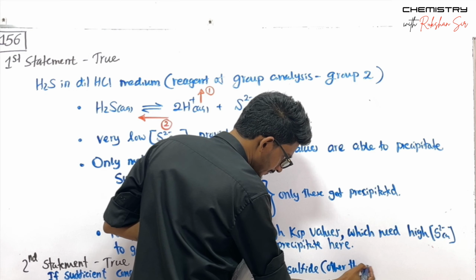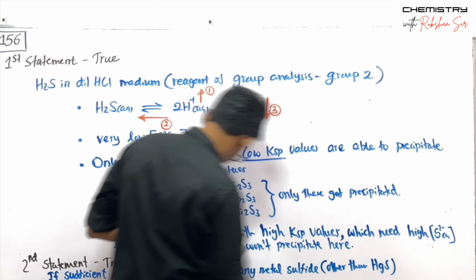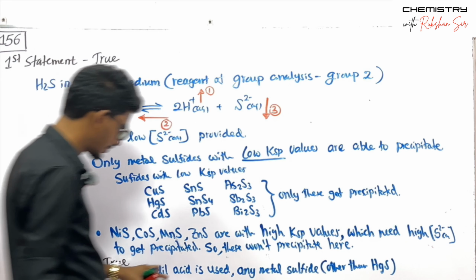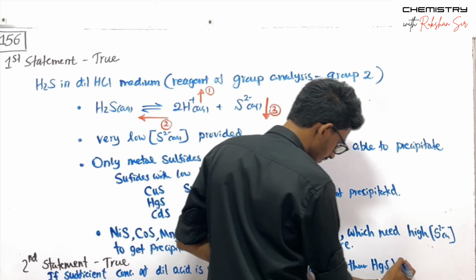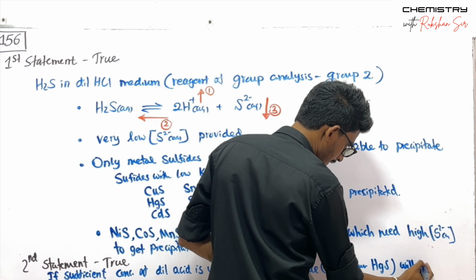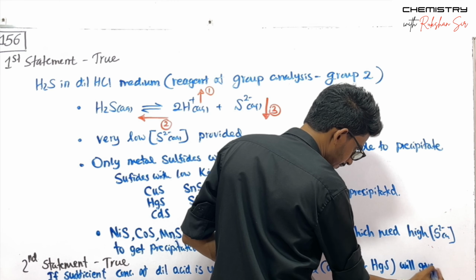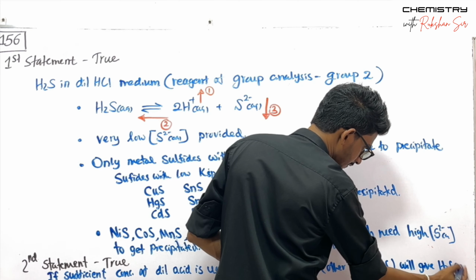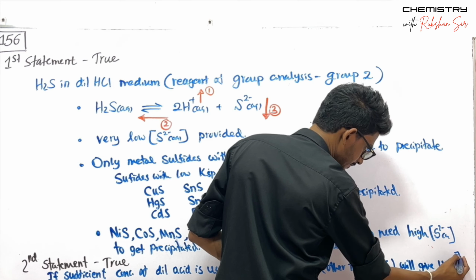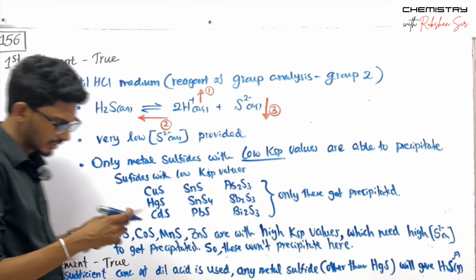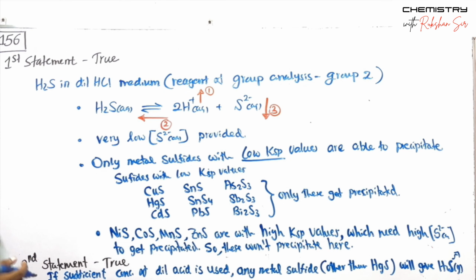Other than mercury sulfide, if a sufficient concentration of dilute acid is used, any metal sulfide will give H2S gas, release H2S gas and get dissolved.